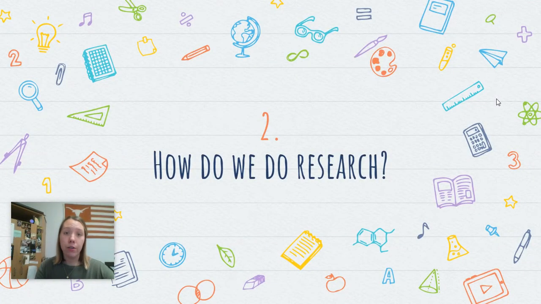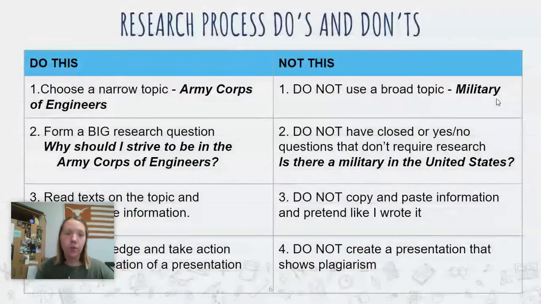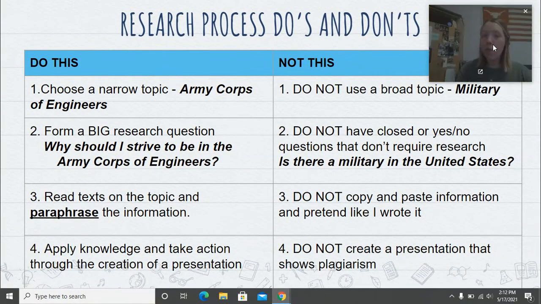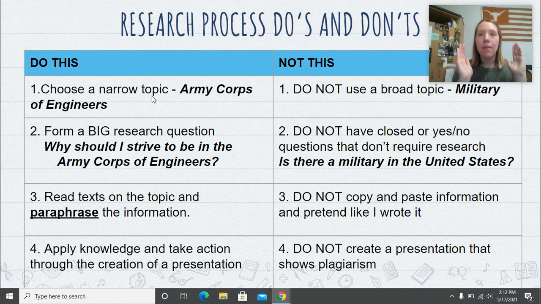So how do we do research? What is the best way to do research? There are some do's and some don'ts, okay? The four things you should do: first, choose a narrow topic. You want to pick something that's narrow enough that it's easy to understand and to not feel overwhelmed by the topic.